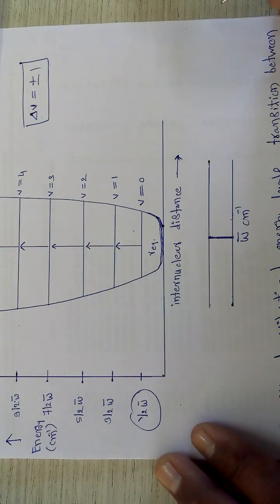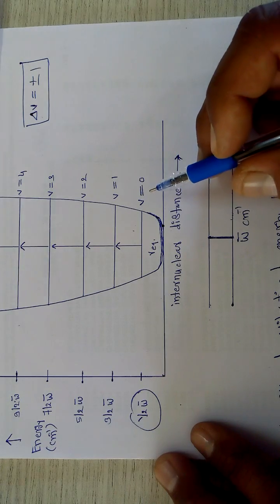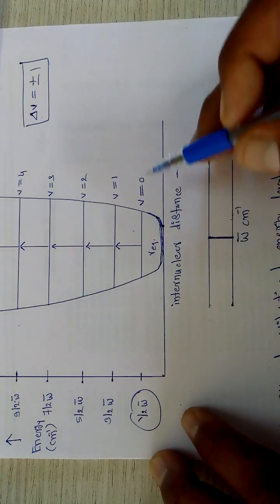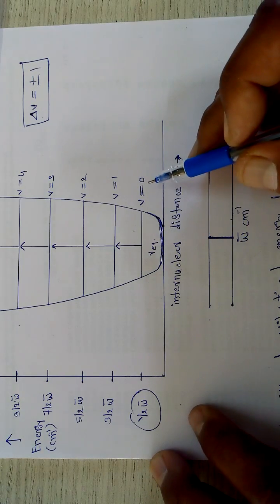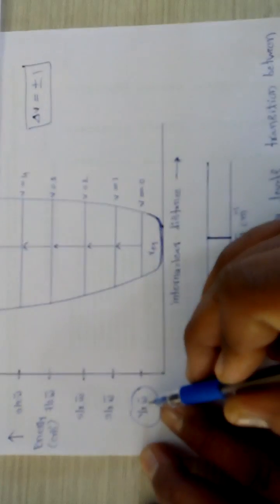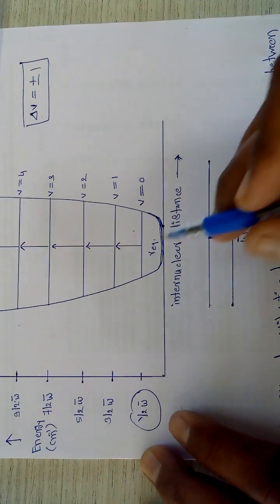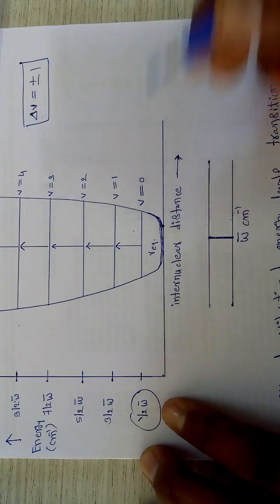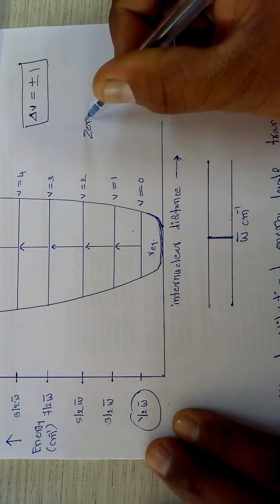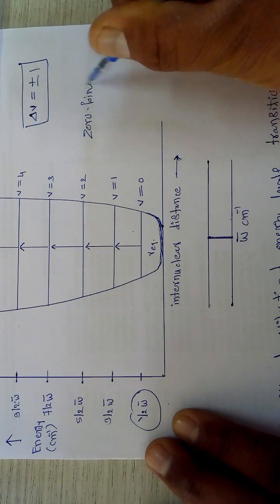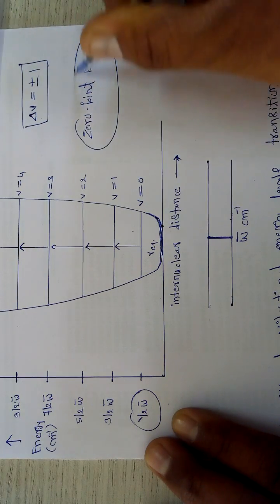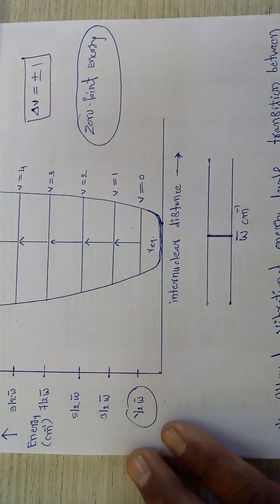So we can say that even at the ground or the equilibrium position, when your molecule is at the V equal to 0 quantum number, at that time also its energy is not equal to 0, but it is equal to half omega bar. Then this energy for a molecule when V equal to 0 is called the zero point energy. This energy is called the zero point energy. So what is the meaning of zero point energy?